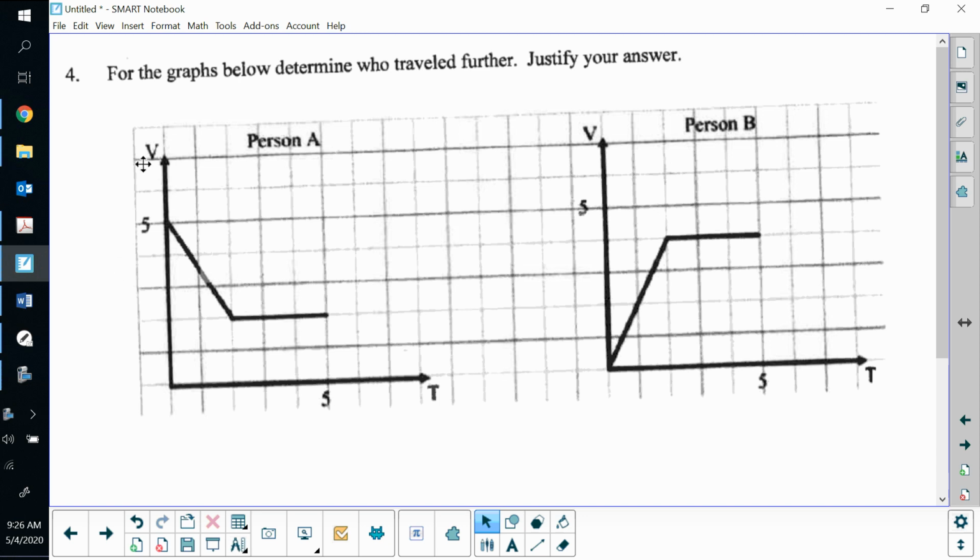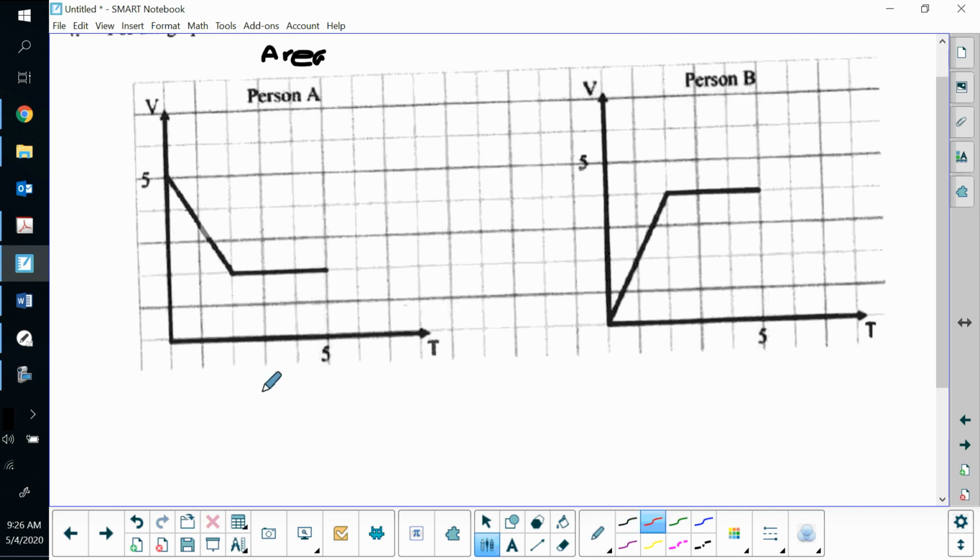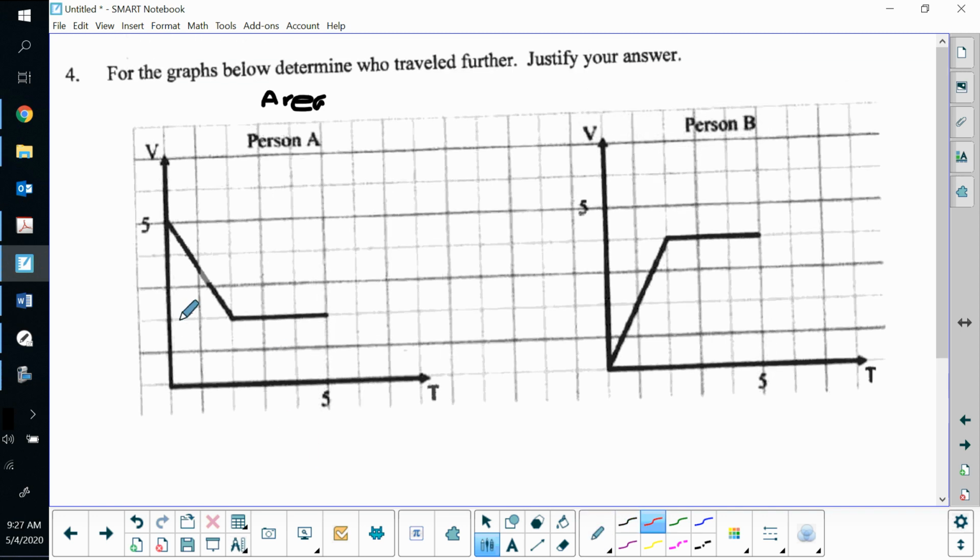So notice we have velocity graphs because we have V's there, and we have graphs for two different people. And we want to know who traveled further. Well, if you want to have a velocity graph and you want to find how far someone traveled, all we do is we find the area. And what we can do is, because we don't need the area for individual times, we can just split it into convenient shapes. So here we have a triangle.